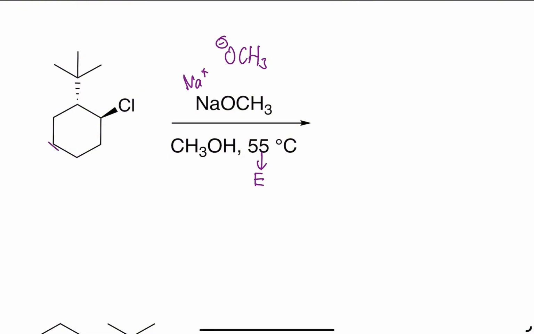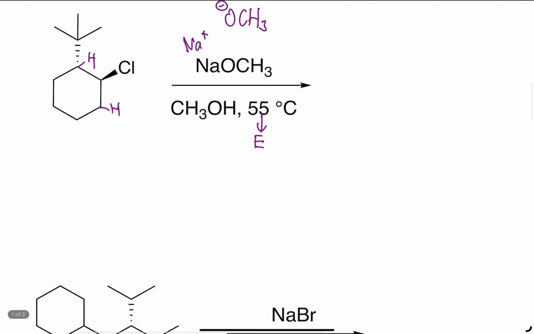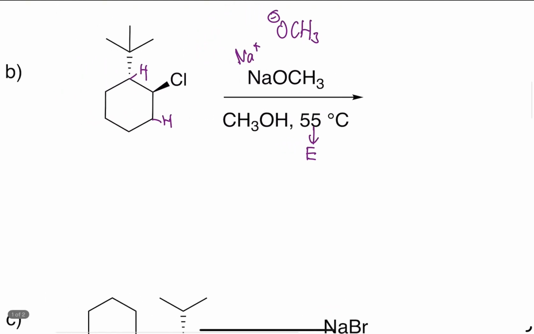But for these rings, cyclohexane rings, you actually have to draw the chair conformation to make sure that when this hydrogen here, or this hydrogen here, is anti-periplanar, because E2 reactions require the hydrogen to be anti-periplanar to the leaving group for some reason. No one knows why.